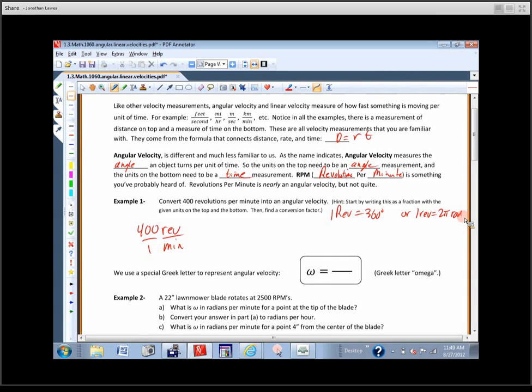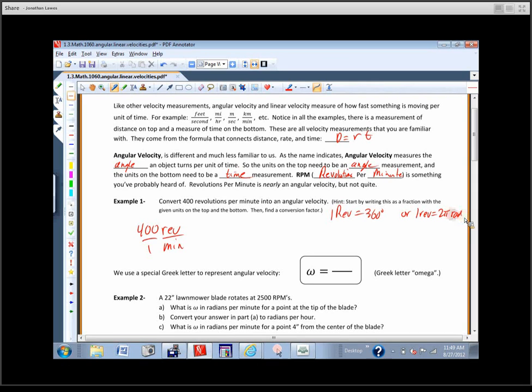Probably 2 pi. Can anybody remind us what advantage radian measure has? Yes, Randy. You don't have to convert it. It kind of already tells you what fraction of the circle we're working with. So it works really well in equations or in formulas. And we're going to have a bunch of formulas today. So we want to use radian measure.